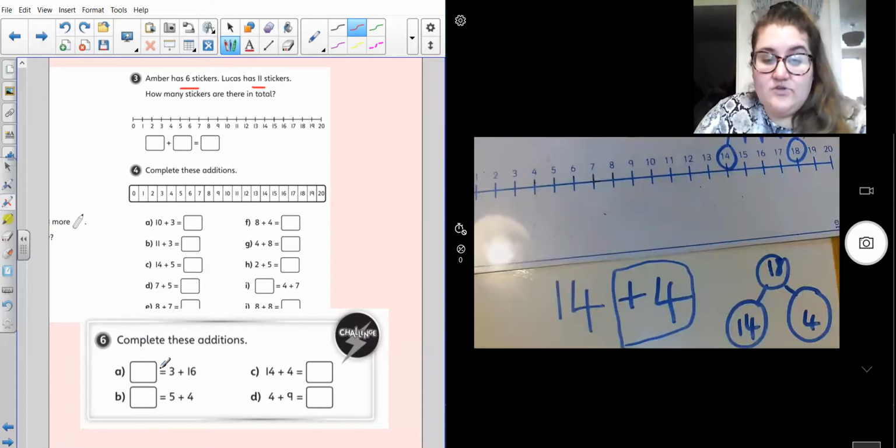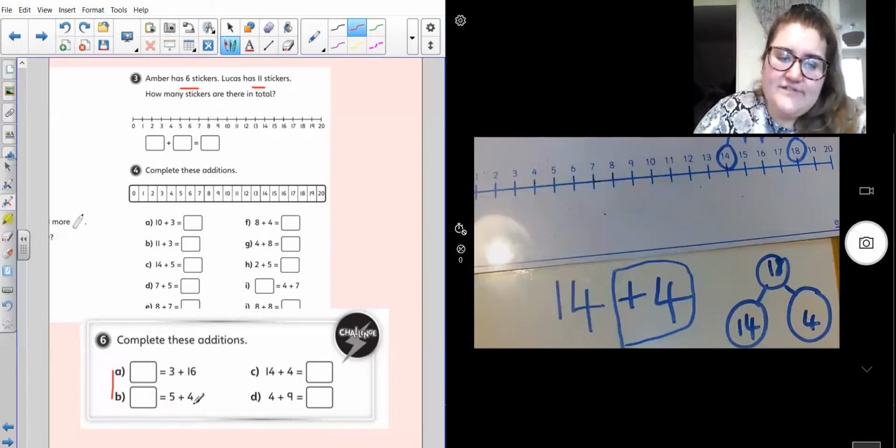Now, you will see on some of these, as these 2 here, the whole is missing. Remember, sometimes the whole will be at the start of the number sentence. It won't always be at the end. We need to just make sure that both sides of the equal sign are equal to each other. So whatever 3 add 16 is, on this side, it needs to be the same on this side.